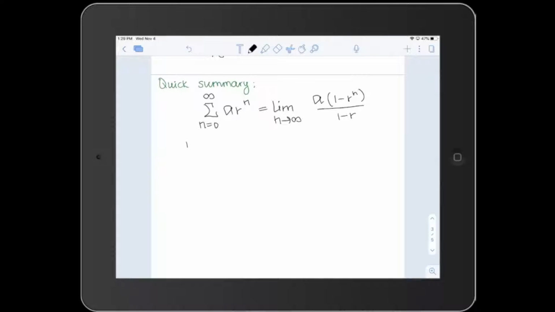So what things can happen? We could have r that's greater than 1 in absolute value. In this case, this limit does not exist, right? So the limit does not exist. So that means the series diverges.